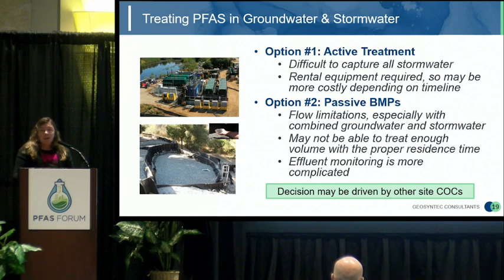But passive systems usually have flow limitations. So if you're combining flows from dewatering and surface water to treat them through a passive BMP, then you might not have the proper residence time or a large enough footprint to implement a passive BMP. And then you have to be a little bit more intentional about designing it for effluent monitoring. And then of course, all of those things can be complicated by suspended solids as well as other contaminants, because again, we're talking about redeveloping a PFAS contaminated site.